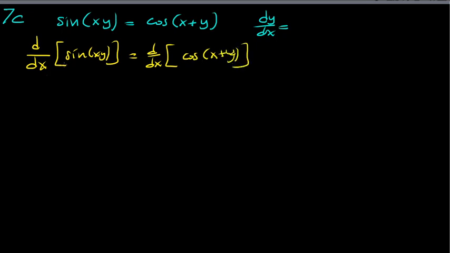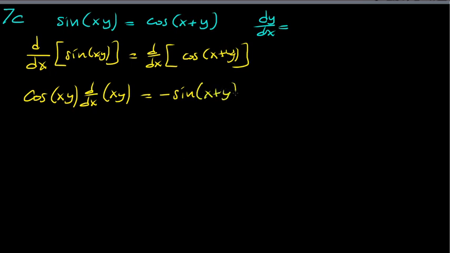Okay, so the derivative of sine is cosine. And then chain rule, we need to take the derivative of xy. So similar on the right, the derivative of cosine is negative sine of x plus y times the derivative of x plus y. Okay, so we still have to evaluate these derivatives here.